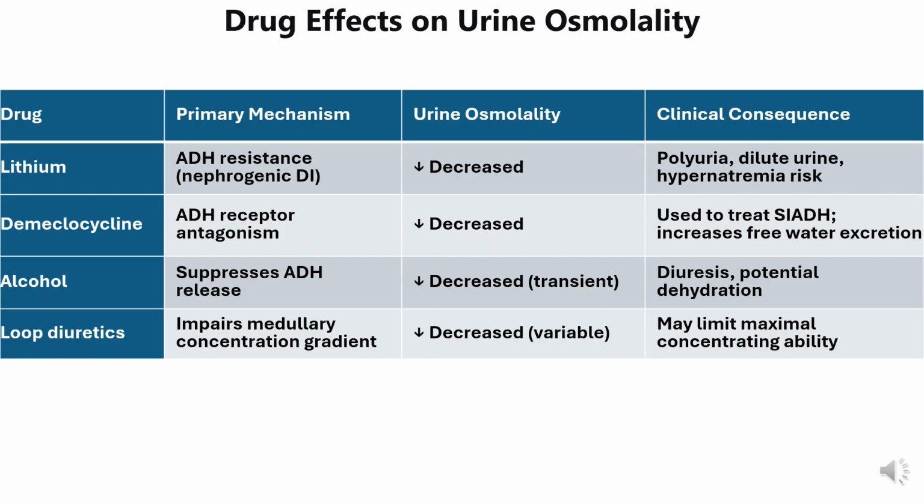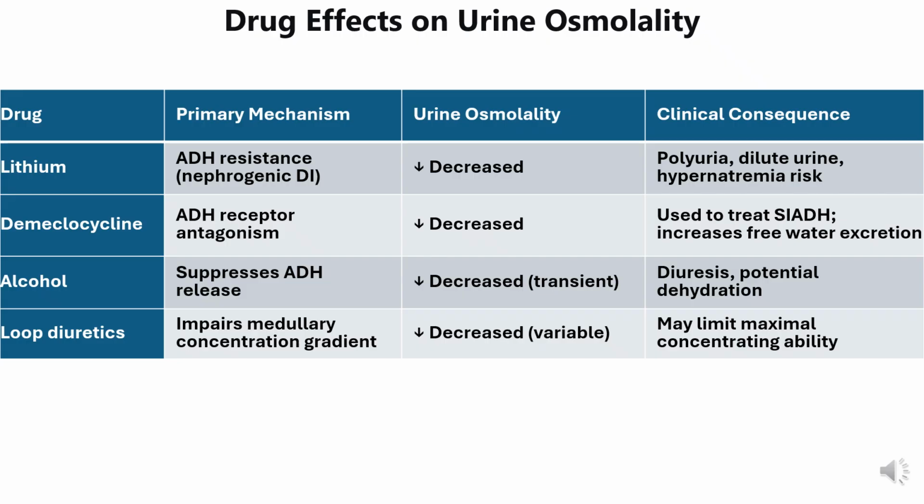Lithium. Used for bipolar disorder, lithium is nephrotoxic and commonly causes nephrogenic diabetes insipidus. It enters collecting duct cells and disrupts the aquaporin-2 water channel trafficking, making the kidney resistant to ADH. As a result, urine osmolality falls, dilute urine, often below 300 mOsm/kg, even when plasma osmolality is high. This effect can occur after months or years of therapy and may be irreversible.